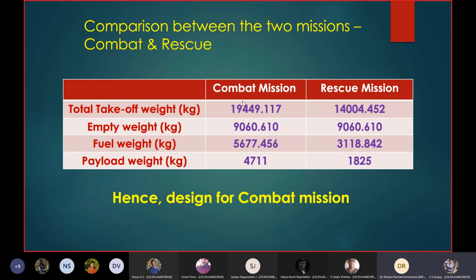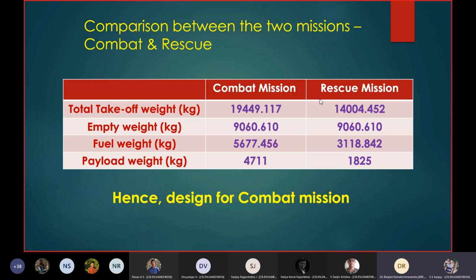So this is the comparison for combat and rescue mission, and you can see the total takeoff weight for rescue mission is almost 5,000 less than the combat mission. That is because we are not carrying any armaments. So concentrate only on fuel because empty weight is the same. So you are safe. In a sense, you can take the primary, you can just design for the first one now. Combat mission, and the rescue mission will automatically be satisfied.